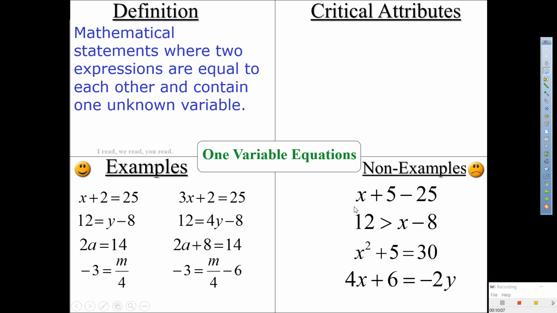So I heard somewhere this one does not have an equal sign. That means this is an expression. This has an inequality symbol. That means this is an inequality. This one does have an equal sign, does have one variable, but it has an exponent of what? 2. That means we have 2 different types of solutions on this one, and this one has 2 different types of variables. So we know all that.